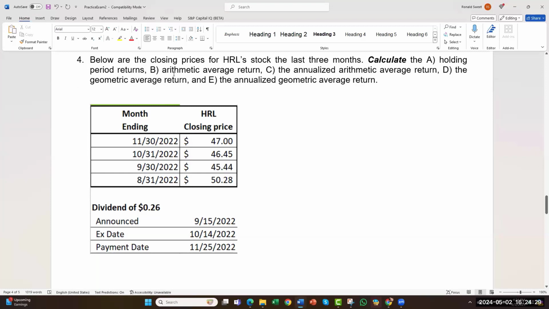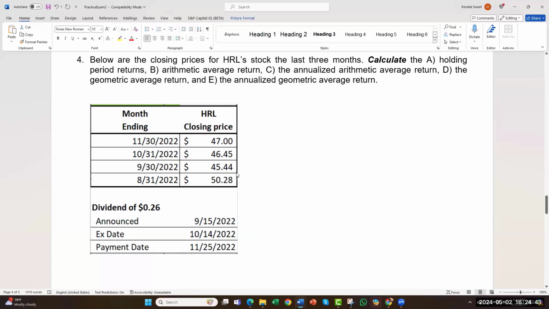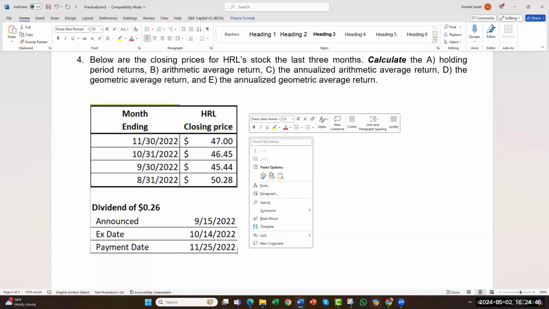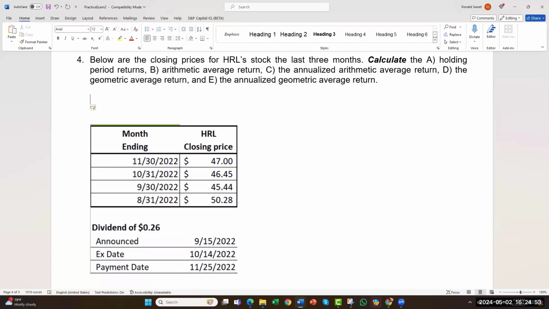So here we have 5 things we need. We need the holding period returns. And then we're going to do some averages and we're going to annualize them. So the holding period return is going to equal ending market value minus beginning market value plus income divided by beginning market value.